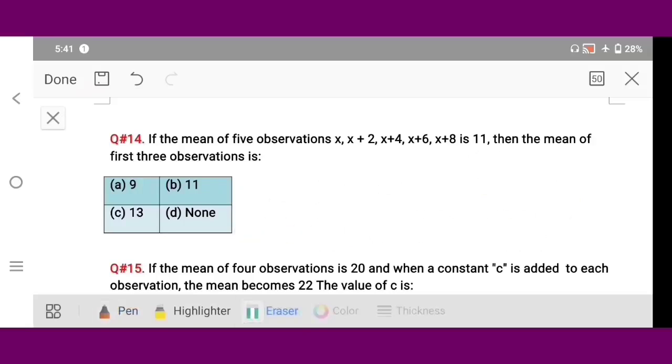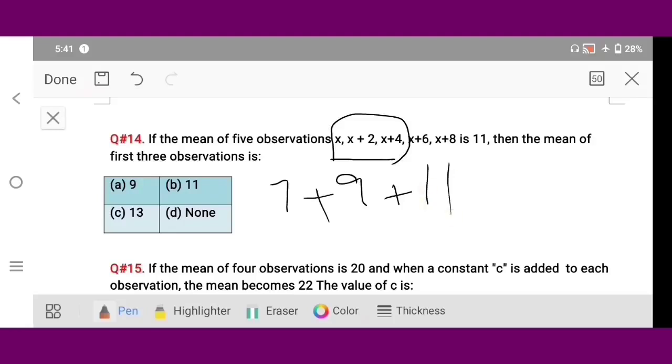So the question is the mean of the 3 observations, that is x, x plus 2, x plus 4. You know that x is 7, x plus 2 will be 9, x plus 4 will be 11. Divide them by 3. 7 plus 9 plus 11 is 27, divided by 3 gives 9. Our correct option is A.